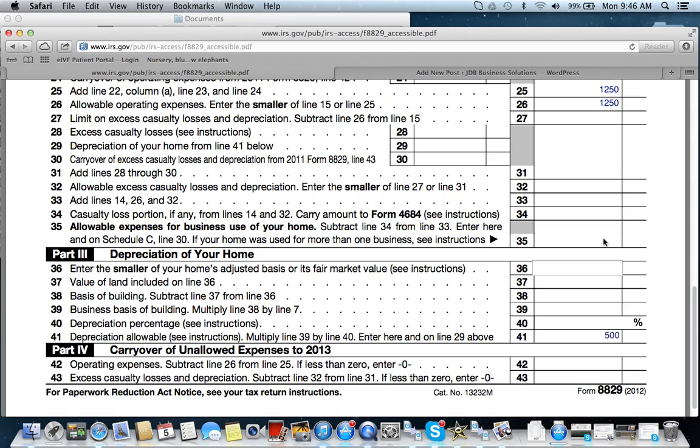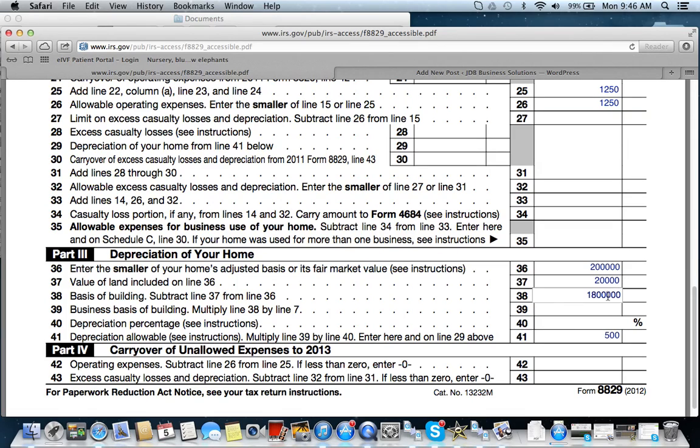Okay, so enter the smaller of your home's adjusted basis or its fair market value. So this is the total value of your house. Let's say your house is worth $200,000. Line 37 is the value of land included on line 36. So you're not allowed to depreciate the land. So basically you have to figure out how much your land is worth. If you can't find that easily, a safe bet is to just take 10 to 20%. Let's say 10% in this case. So your land's worth $20,000 on this home. So that means you got to subtract that out, and the basis that you're allowed to depreciate is $180,000.